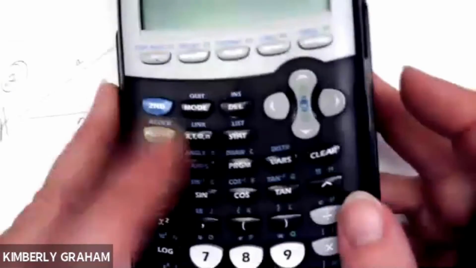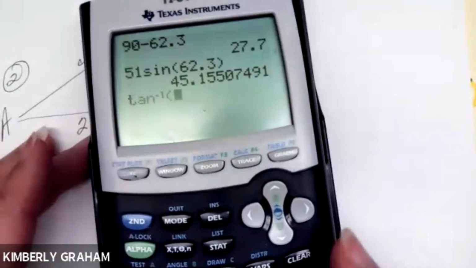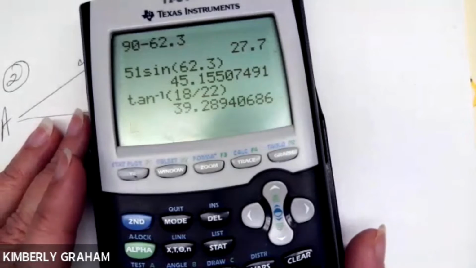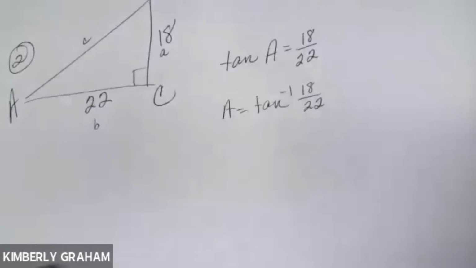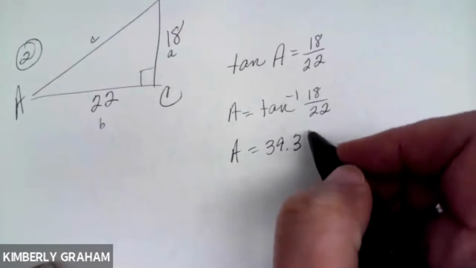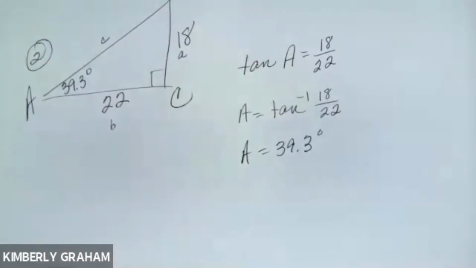The tan inverse is the second function key above your tan key. So second tan, 18 over 22, and I get approximately 39.3. So this angle is 39.3 degrees.